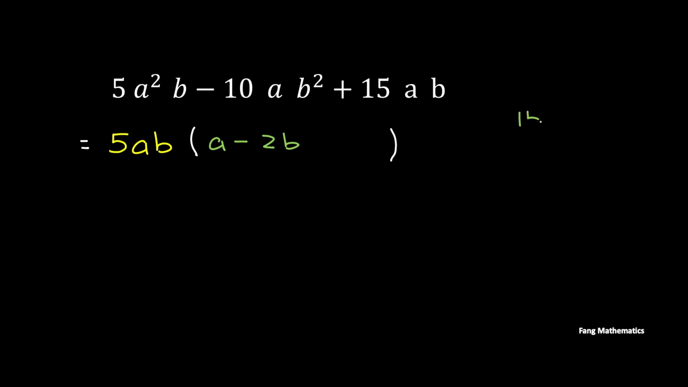The last, 15ab divided by 5ab. 15 divided by 5 gives you 3. a divided by a gives you 1.